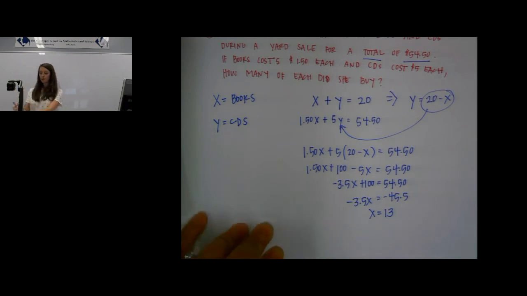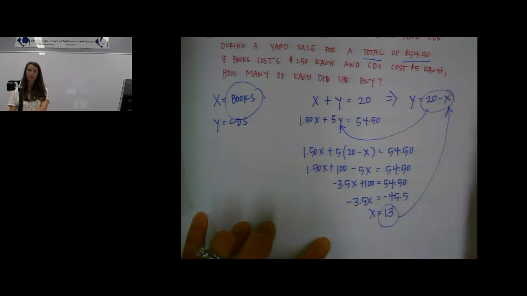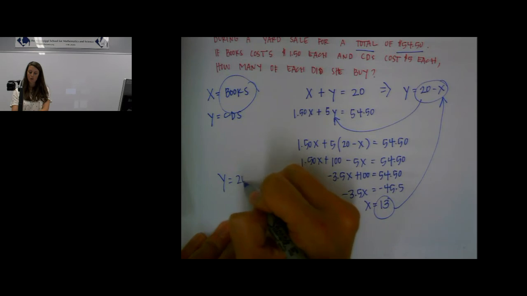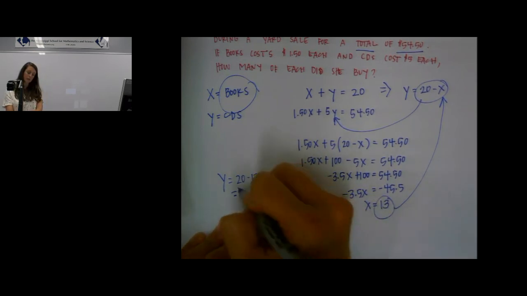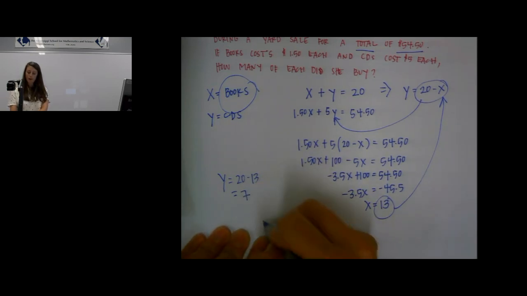So X represents my books, and it's 13. I'm going to plug 13 back in there for X. So I'm going to have Y equals 20 minus 13. 20 minus 13 there will be 7. So instead of being an ordered pair, that means I would have 13 books and I would have 7 CDs.